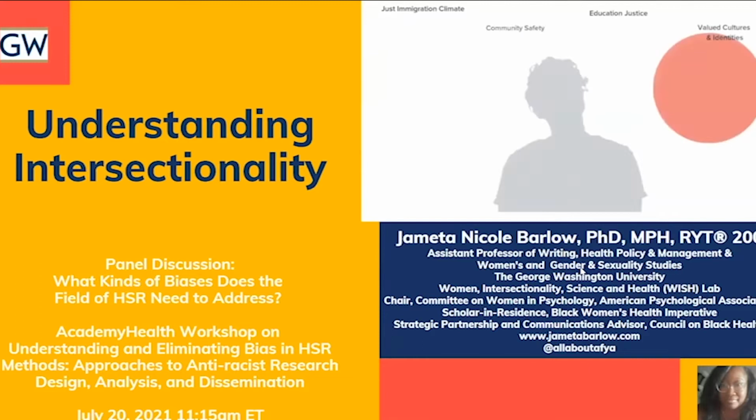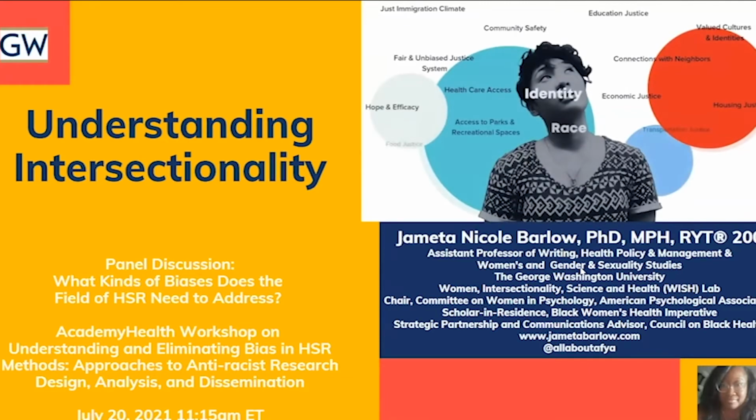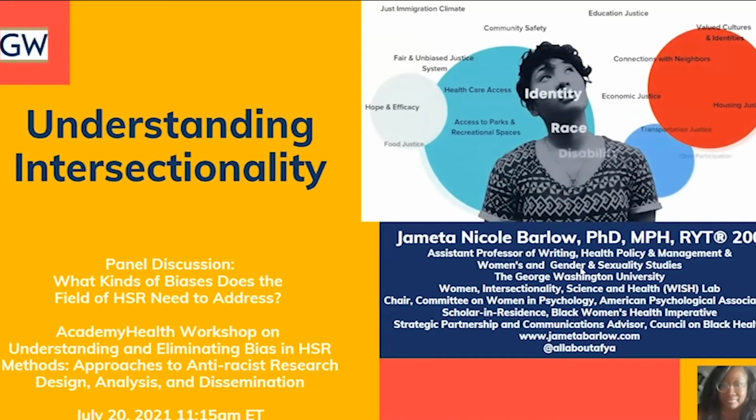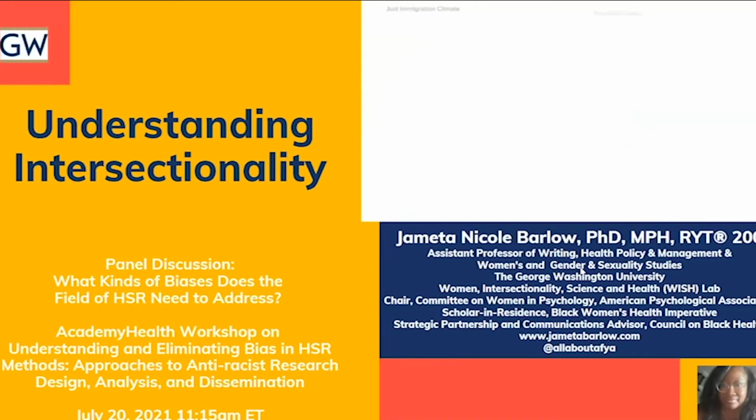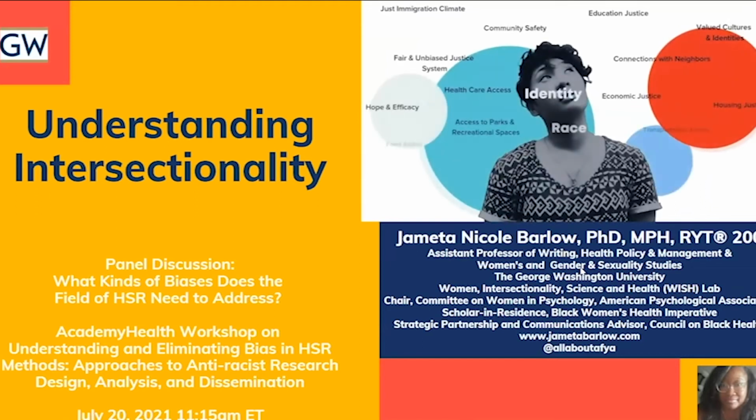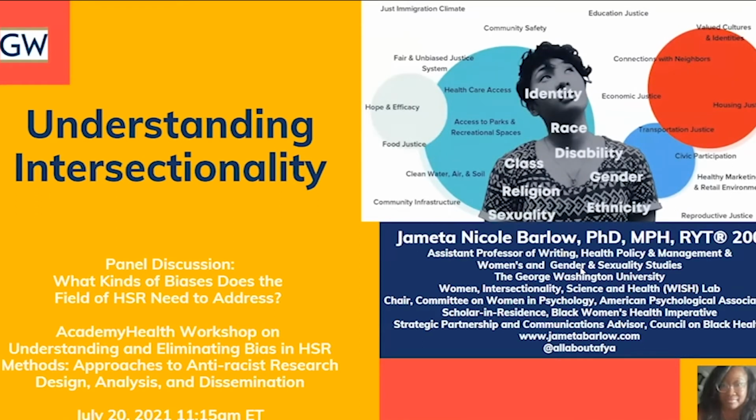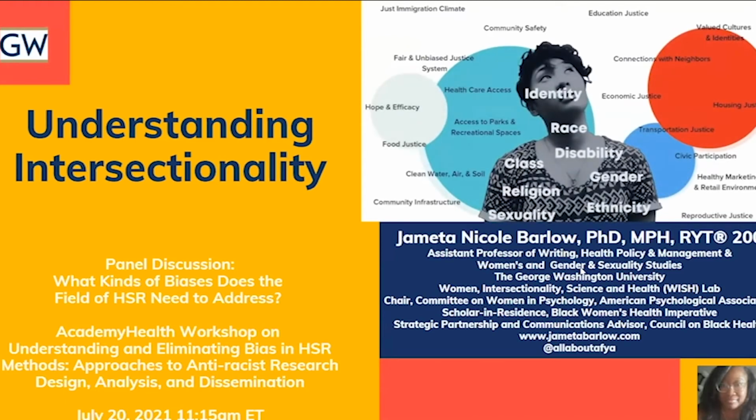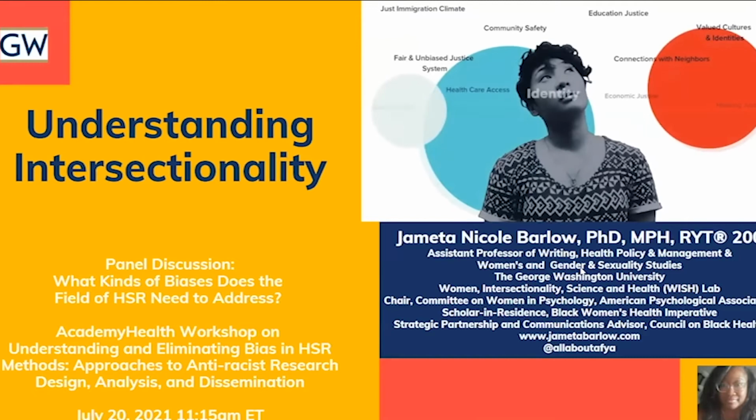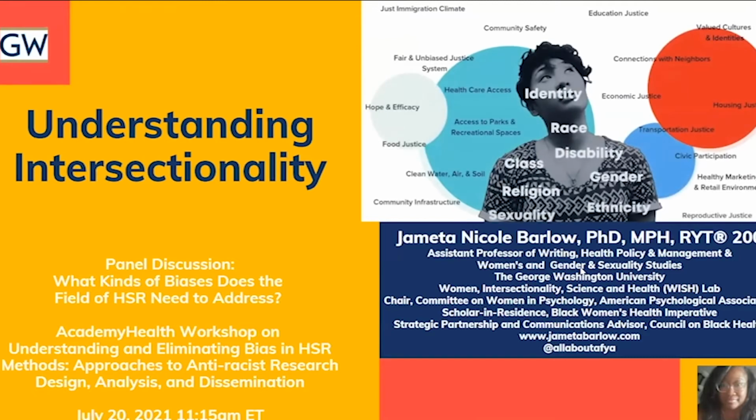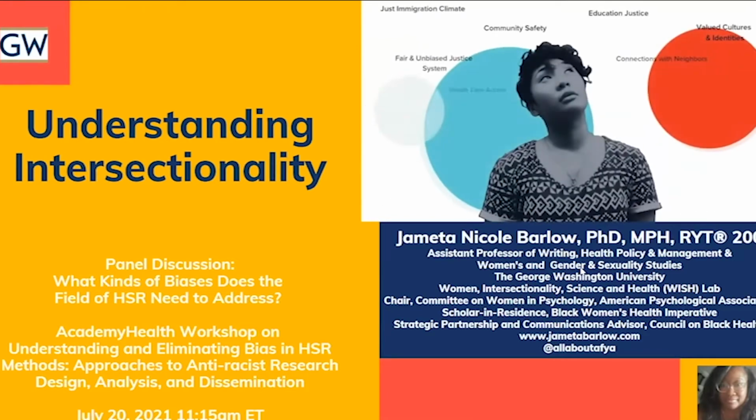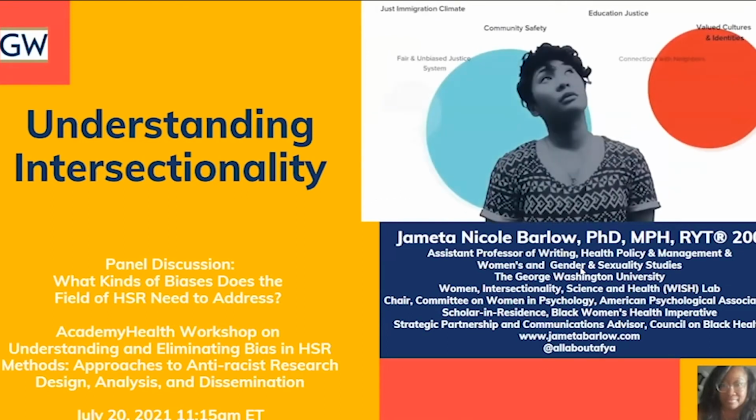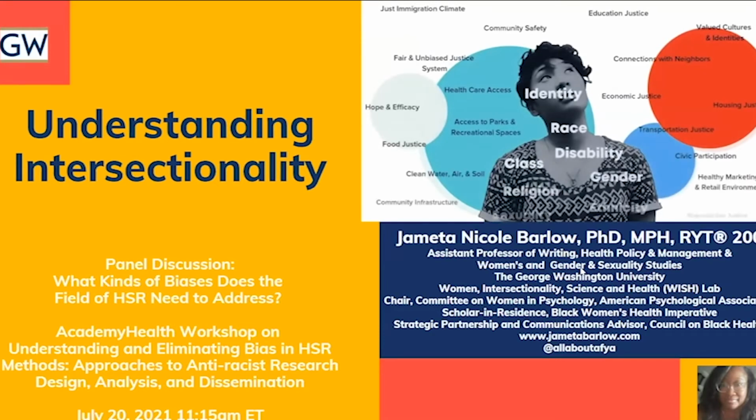So my name is Jamita Barlow, and I'm on faculty at GW. I wear many hats, as you can see under my name. I identify myself as a womanist scholar who is a psychologist, a community psychologist, a public health scientist specializing in women's health. I'm also a doula, a yoga instructor in several areas, and I wear many other hats. The one that I'm most proud of is the mentoring and the research that I do with students, as well as the work that I do with several organizations.